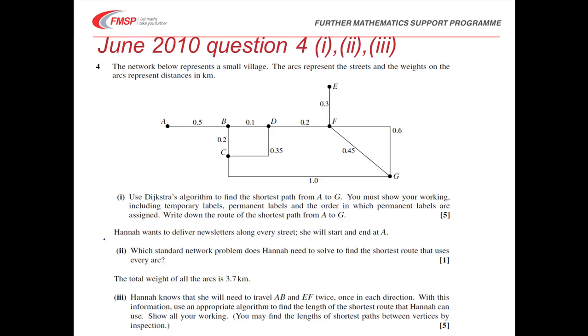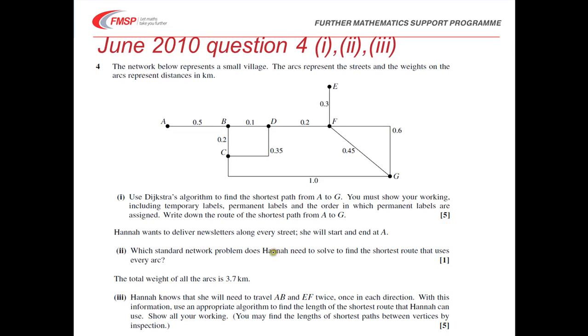It then says that Hannah wants to deliver newsletters along every street, so we're asked which standard network problem she needs to use to find this shortest route that uses every arc. And then we're told that the total weight of all the arcs is 3.7 kilometres. Hannah knows that she will need to travel AB and EF twice. So these are the ones here that quite clearly she will have to travel twice.